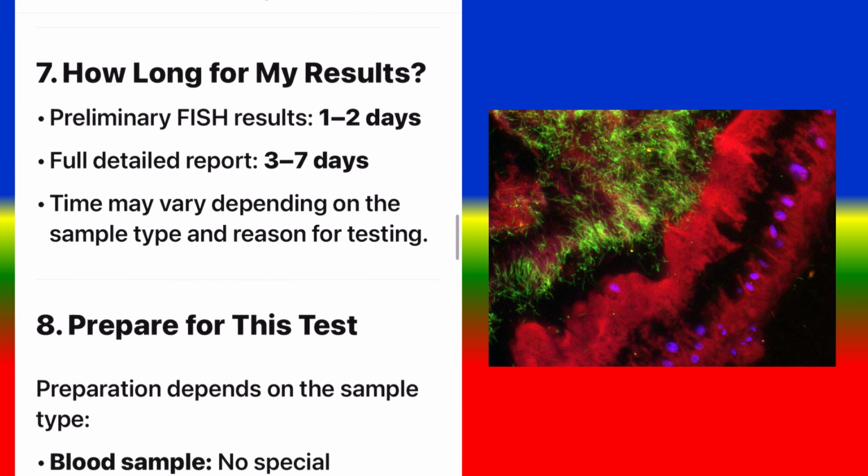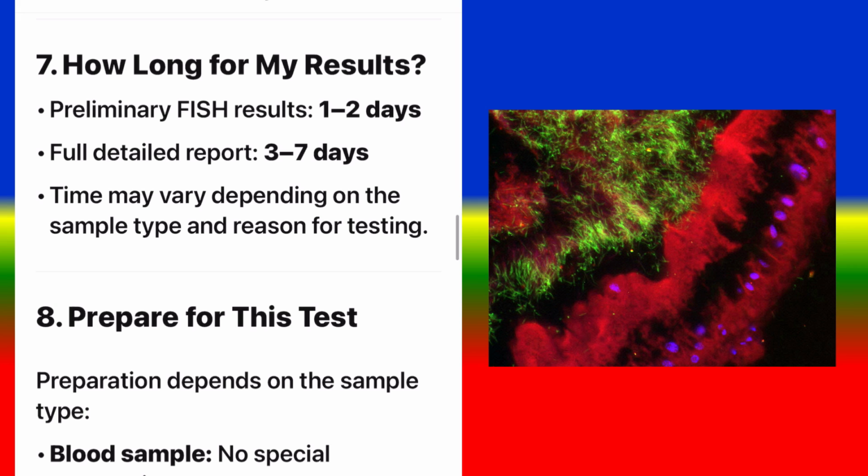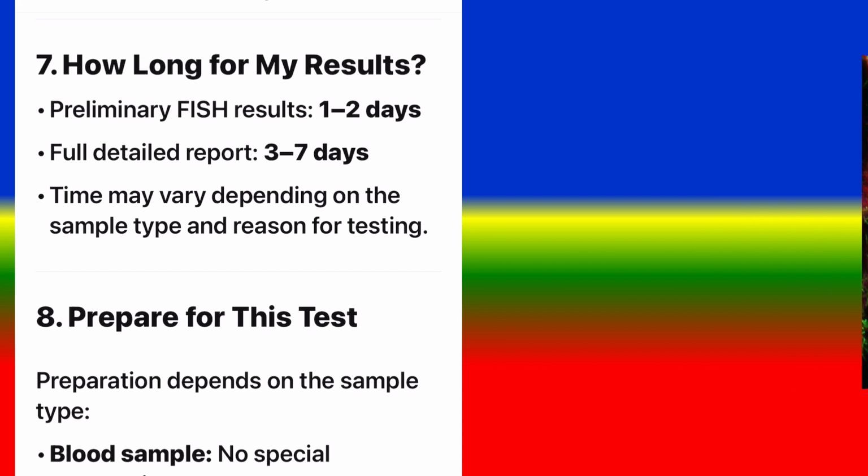7. How long for my results? Preliminary FISH results, 1 to 2 days. Full detailed report, 3 to 7 days. Time may vary depending on the sample type and reason for testing.